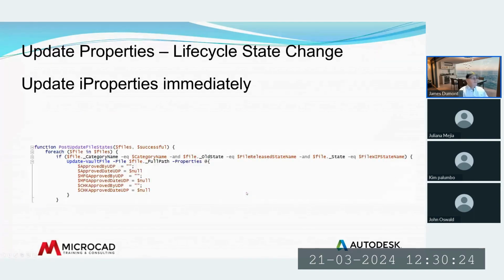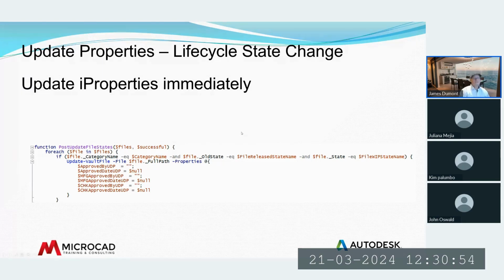And all we do is for the post update, typically I'm going from released to WIP. If I do that, I want to clear the settings. If I go from released to quick change, I don't want to clear the settings. So it's very specific as far as what you want to do. And all I'm doing is I'm putting in my properties and I'm just setting them to null. Or for text, it's blank for the username. And for the date, it's null. And that's it. And this is done automatically.